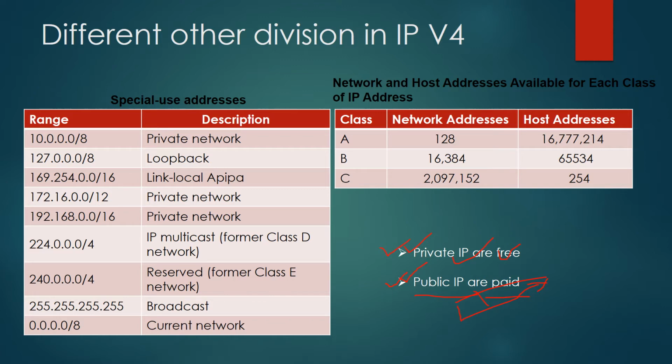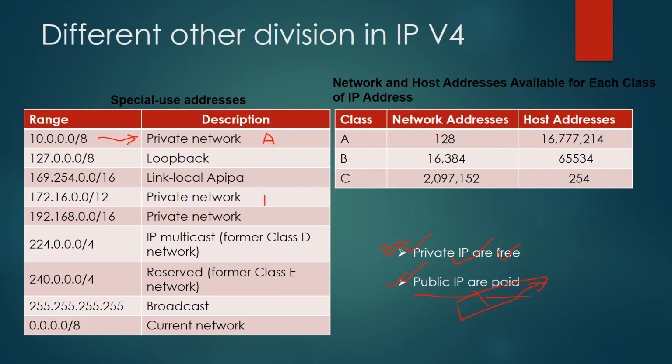And for the general and the free purpose of use, we have private IP addresses. In each class, we can see we have a private IP address. This is the private IP address in class A, the 10 series IP address. So any IP which you are seeing around you, 10 series is a private IP address and it belongs to class A.